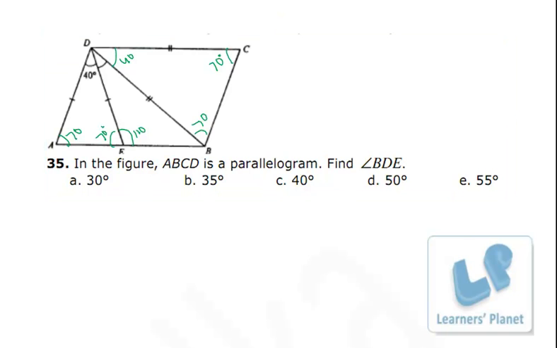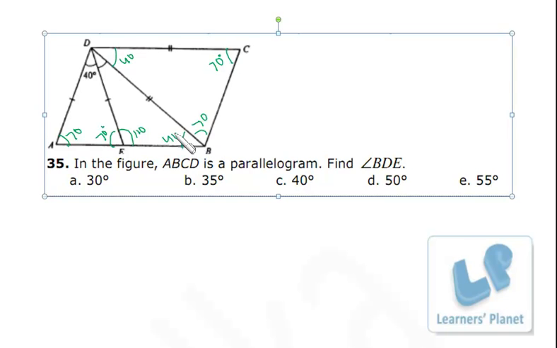Next, since DC is parallel to AB, the sum of this and this should be 180, right? So if it is 70, it is 70, that means it has to be 40. Then 40 plus 70 plus 70 will be 180. Now this is 110, this is 40, that means it is 150, that means this must be 30 degrees. Pretty simple.